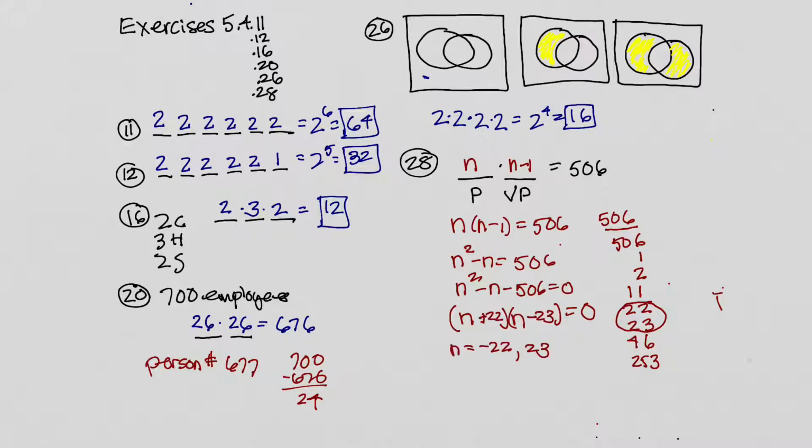So let's see. Now, n cannot be negative, so we can cross that one out. So here's what we'll get. n is equal to 23. So how many people are in this organization? We will conclude there's 23 people.